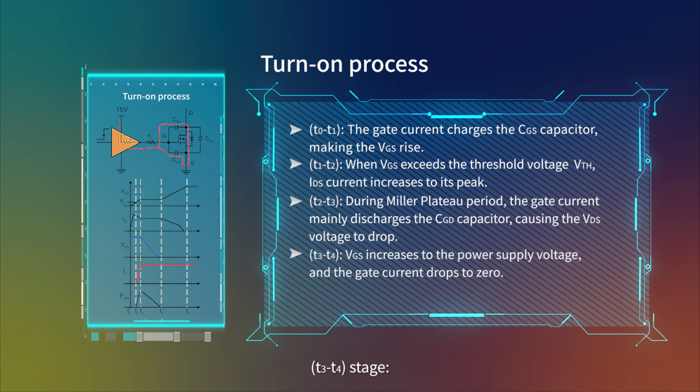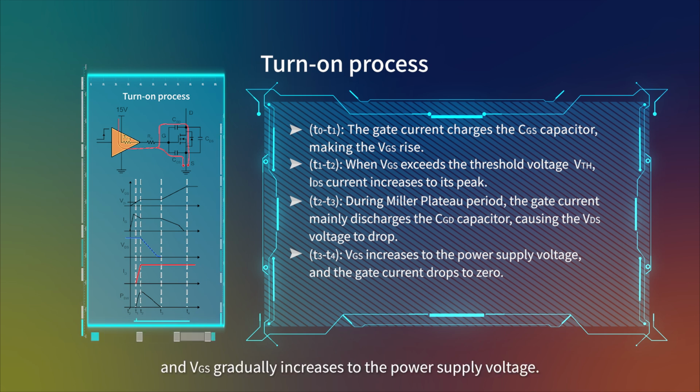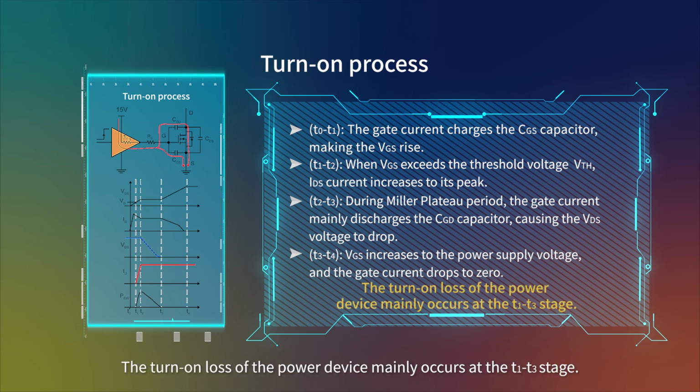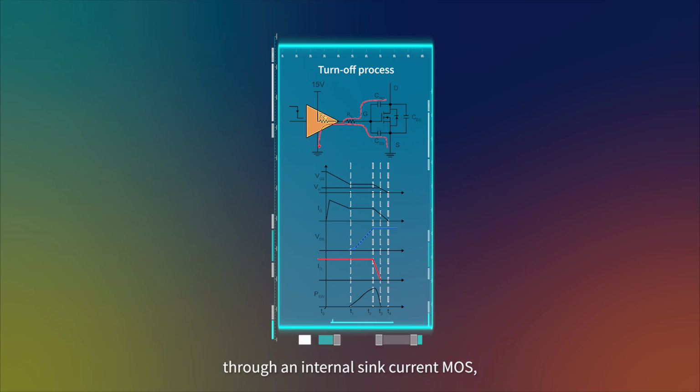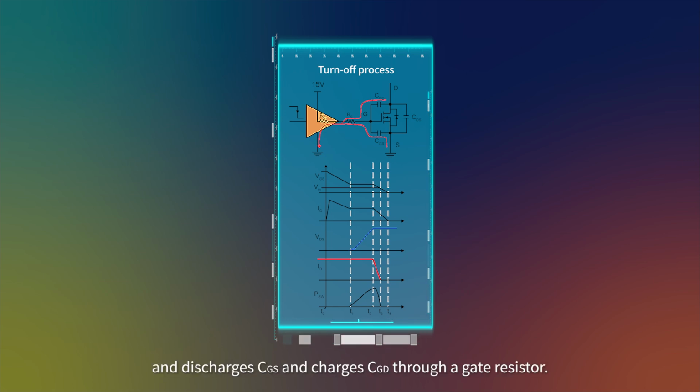T3 to T4 stage. The gate current continues to charge CGS, and VGS gradually increases to the power supply voltage. When the gate current reduces to zero, the turn-on process ends. The turn-on loss of the power device mainly occurs at the T1 to T3 stage. In the turn-off process, the driver IC connects the output signal to the GND through an internal sink current MOS and discharges CGS and charges CGD through a gate resistor.